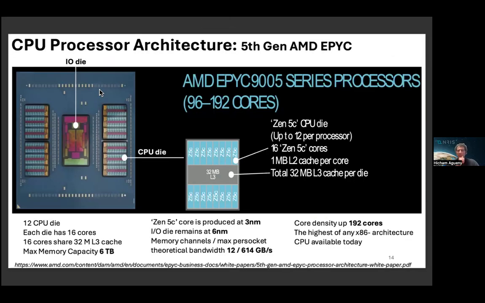This is the latest CPU processor by AMD. This is a new architecture, very different from the traditional architecture that we are used to. The architecture consists of 12 CPU dies. Each die consists of 16 cores, and all these cores share an L3 cache memory of 32 megabytes.